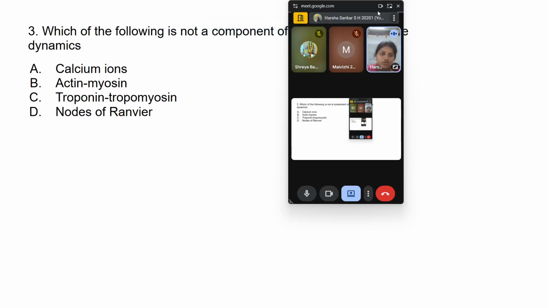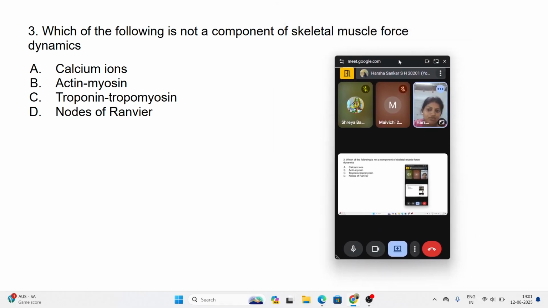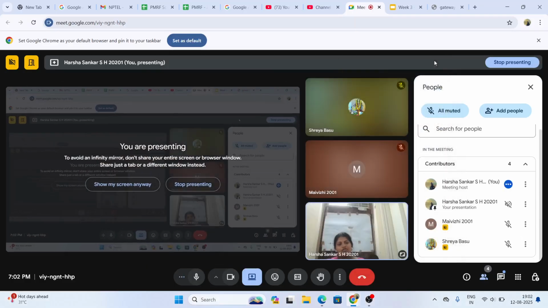Which of the following is not a component of skeletal muscle force dynamics? Option A, calcium ion. Option B, actin myosin. Option C, troponin tropomyosin. Option D, nodes of Ranvier. Which is not a component of skeletal muscle force dynamics? Not a component is the question. Good. Nodes of Ranvier are parts of the neuron cells, not the skeletal muscle. So the correct answer is option D, nodes of Ranvier.